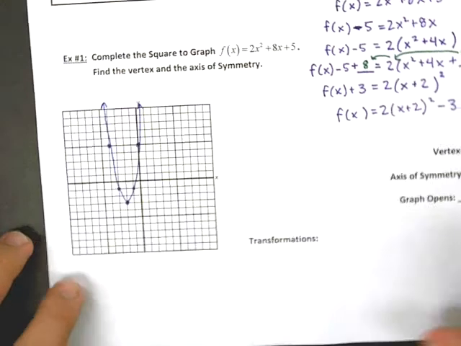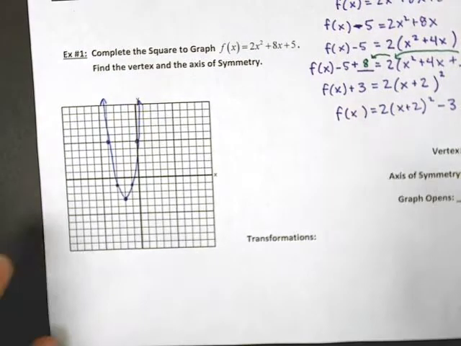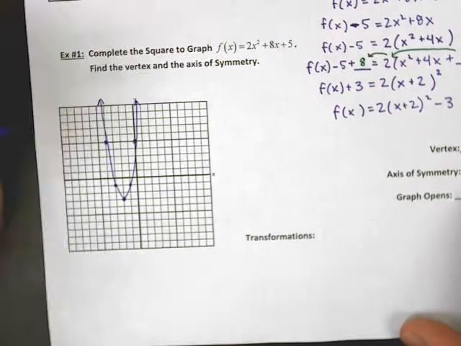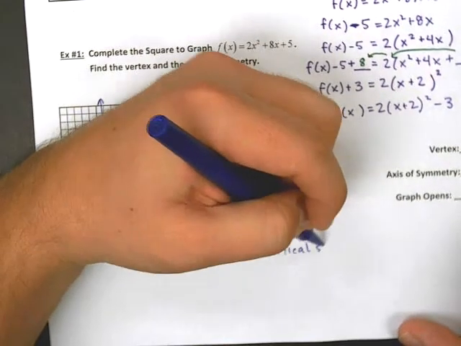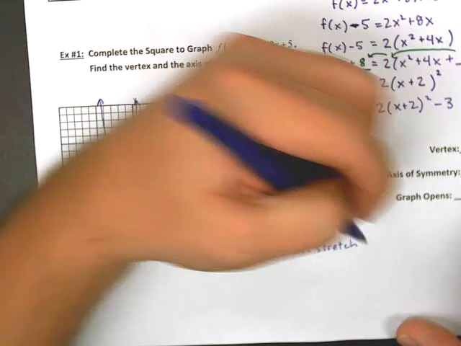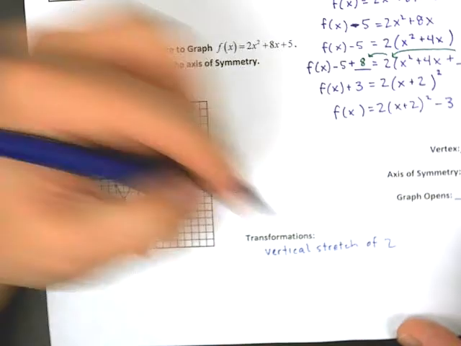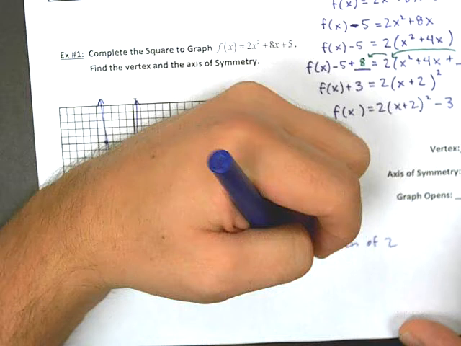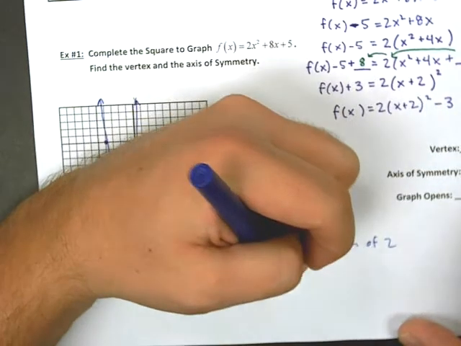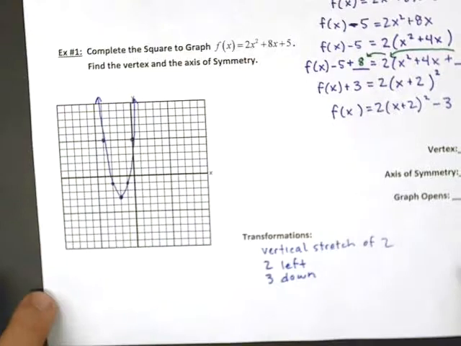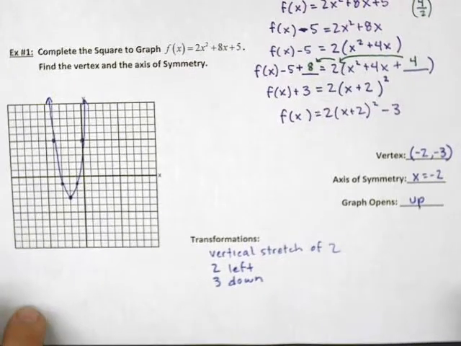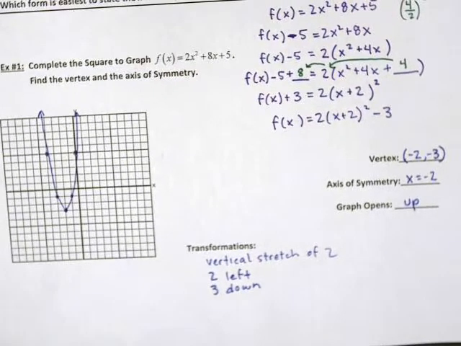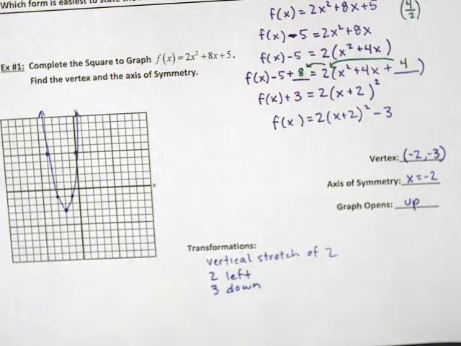You guys know the transformations. You could have used the transformations from the very beginning, from right here. You knew that this was a vertical stretch of 2. We went 2 to the left, and we went 3 down. Okay? So what I would like to do now, shoot, I don't know if that was off. I'm going to leave that up for a second so you guys can see.